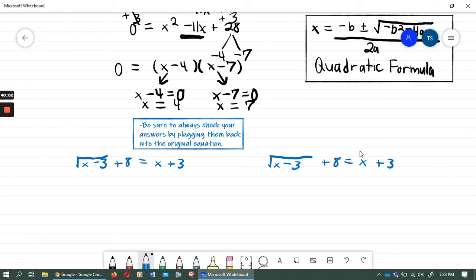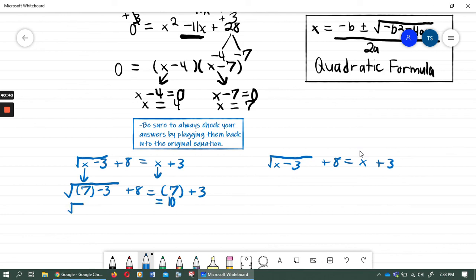Alright, so let's plug in the 7 here, and everywhere you see x, that's where you plug it in. Don't just plug it in for only one spot where you see x. So that's the square root of 7 minus 3, we still have the plus 8, and on the right side we have 7 plus 3, which is 10.